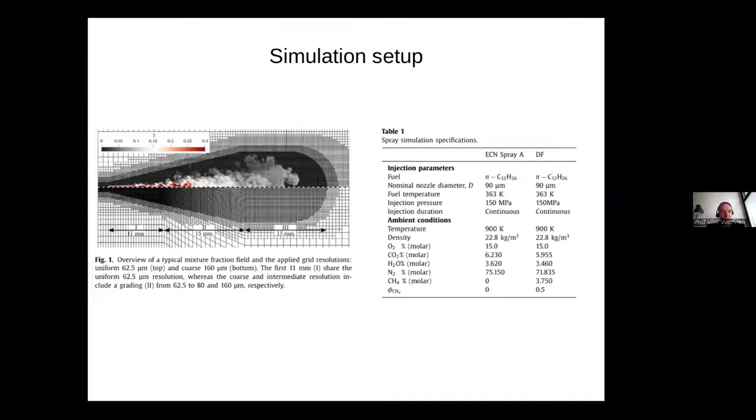So the simulation setup, we used a few different grids. We also did some grid sensitivity tests. But what we typically do on the finest grid level, we have a 62 micrometer grid here. And you want the vapor to stay in this fine grid region during the entire duration of the injection, or at least until the time of ignition.